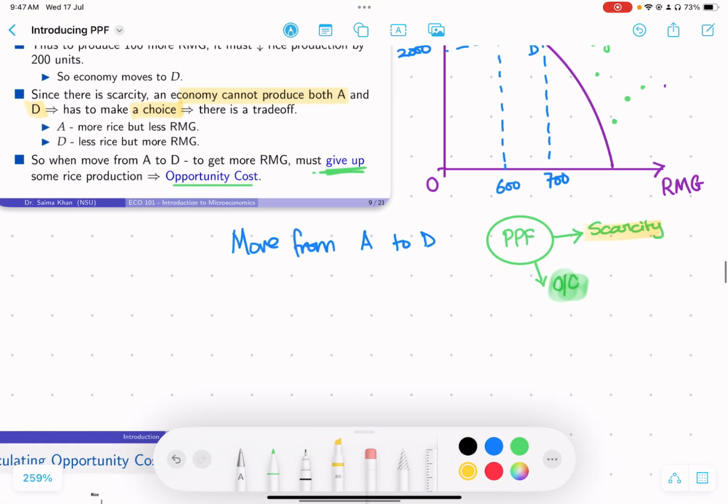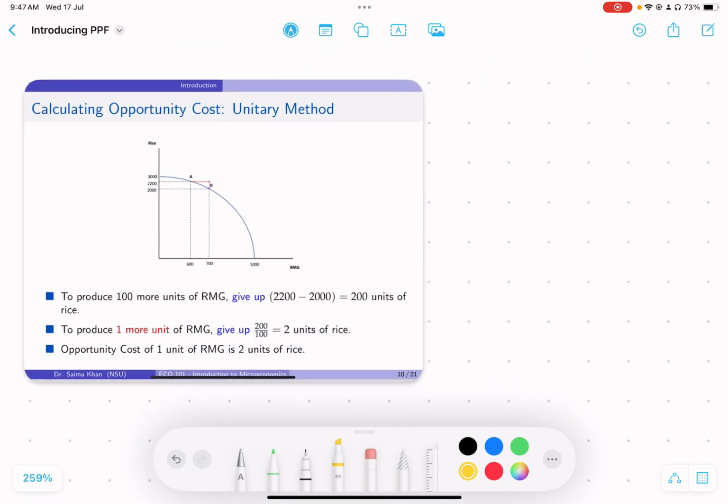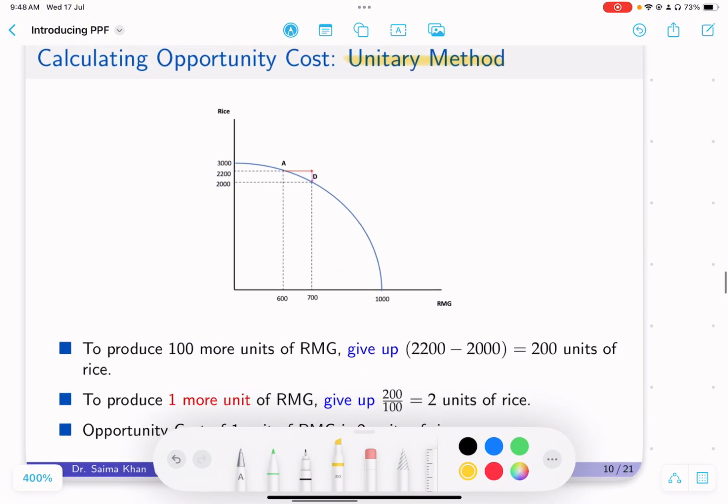Okay, moving forward now, let's figure out a way to calculate opportunity cost, okay? And this is where I'm going to reintroduce the unitary method to you guys. You've seen this before, okay? Maybe you've seen this as the unitary method, ঐকিক নিয়ম. So using the unitary method, you can calculate the opportunity cost using the PPF.